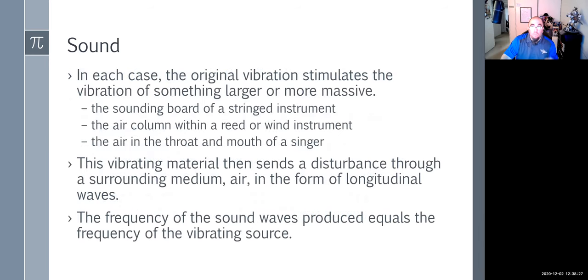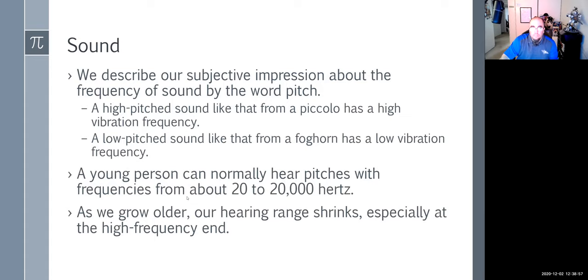In each case, the original vibration, where the sound's coming from, stimulates vibration of something larger or more massive. The sounding board of a stringed instrument is a great example. Air columns within the reed of an instrument, the air in the throat and the mouth of a singer is what causes that sound to go out to everyone else. The vibrating material then sends a disturbance through the surrounding medium, the air possibly, in the form of longitudinal waves. The frequency of sound waves produced equals the frequency of the vibrating source, right?